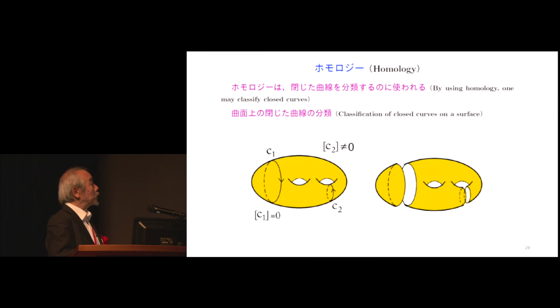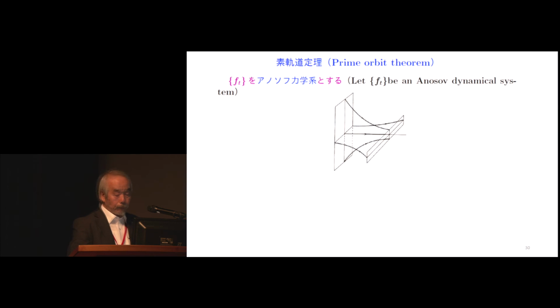What about homology? Homology is used in order to classify closed curves. Closed curves on a surface are classified as follows. There is one closed curve. If you cut along this line, then there would be two surfaces. Therefore, the homology class is 0. In this case, again, if you cut it here, then the surface is not divided into two. Therefore, the class is not equal to 0. So this is the homology and how it's defined.